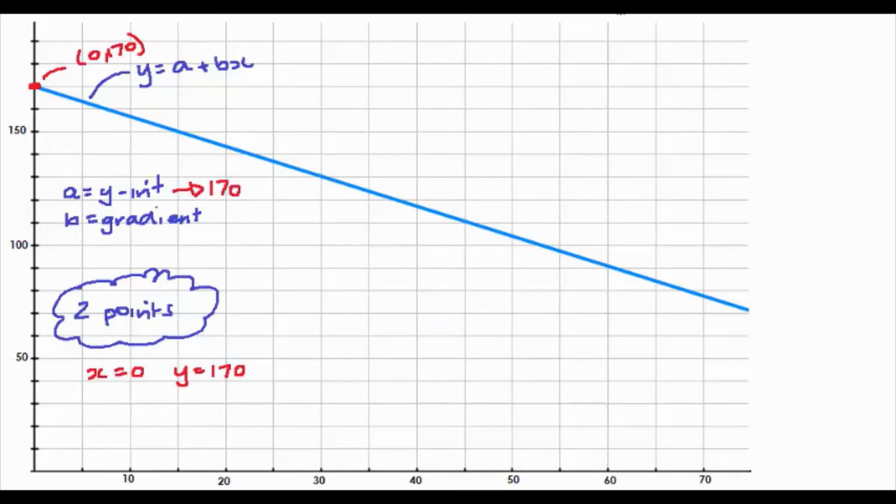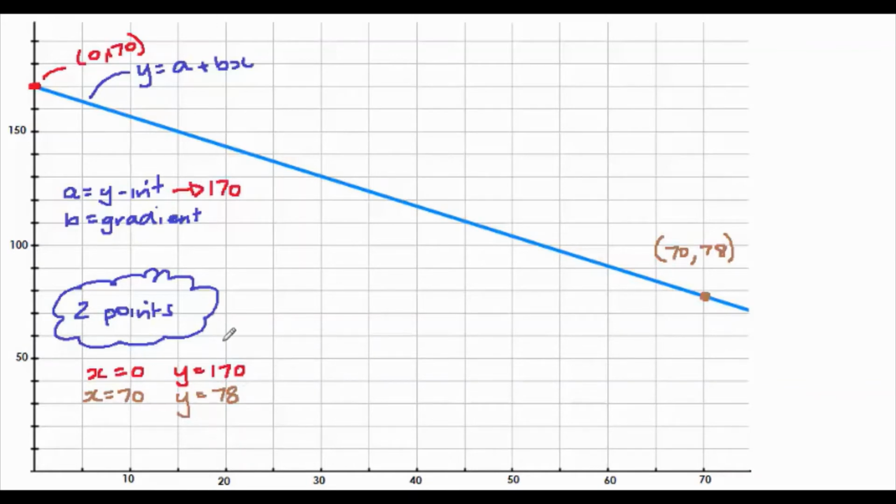For my second point, remember I want to go all the way over to the other side. And there's no point that seems really clear. So I'm just going to take my point here, so it's as far away as possible. Now my x value for this is 70. And my y looks like it's round about 78. So if this is 70 and this is 80, I'd say it's round about 78. So for point 2, x equals 70 and y equals about 78.